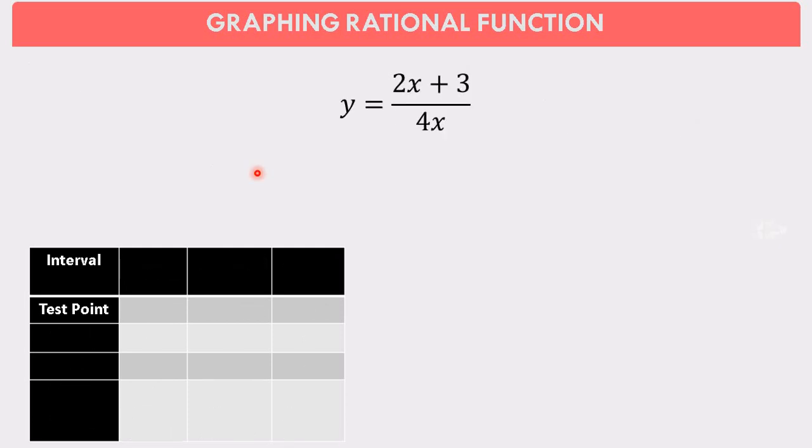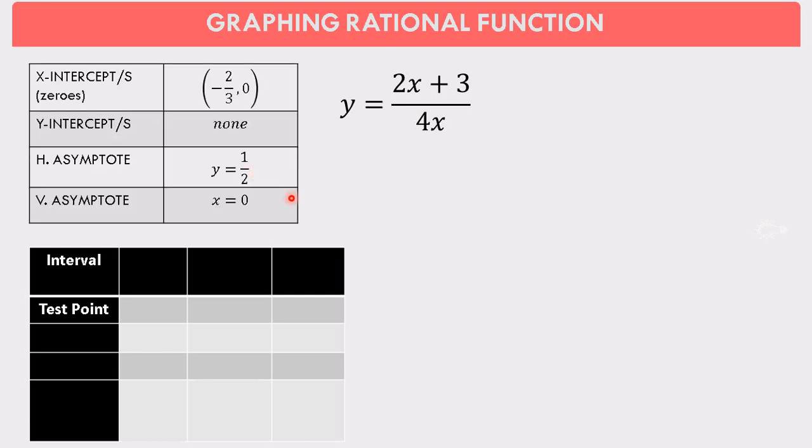So next one, y equals 2x plus 3 over 4x. We have the information from a while ago. The x-intercept is negative 2/3, 0, and there is no y-intercept since it is undefined. Horizontal asymptote y equals 1/2. Vertical asymptote x equals 0. So again, the critical points or the regions. We have two critical points, negative 2/3 and 0. So we have three regions since we have two critical points.